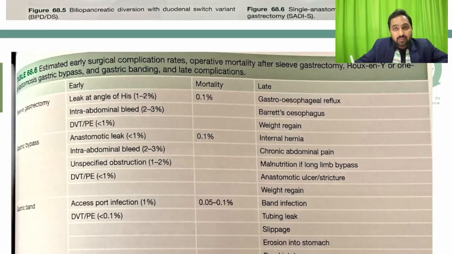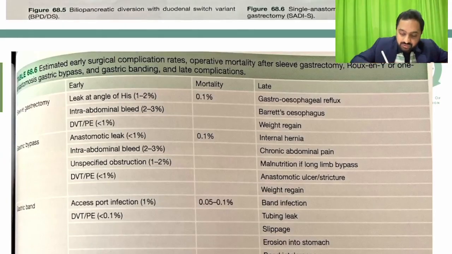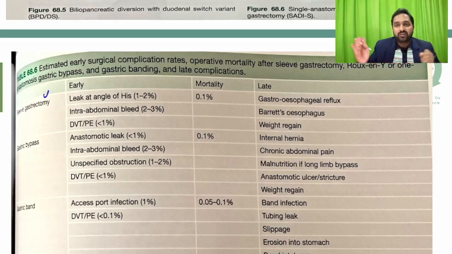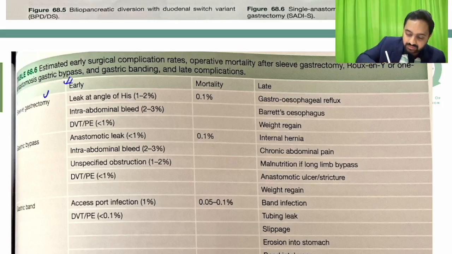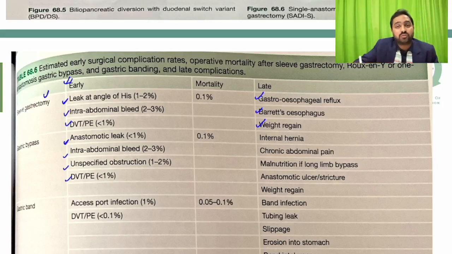So I've taken this table directly from your Bailey and Love. First, your sleeve gastrectomy. The complications could be either early or late. The early complications include leak at the angle of His, intra-abdominal bleed, DVT or pulmonary embolism, right? And the late complications would include gastroesophageal reflux, Barrett's esophagus, and weight regain. The gastric bypass complications would include anastomosis leak, which is usually less than 1%, intra-abdominal bleed, unspecified obstruction, and again it could also cause deep venous thrombosis and pulmonary embolism.